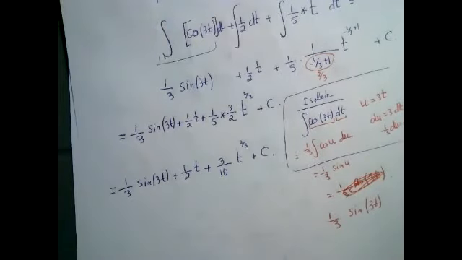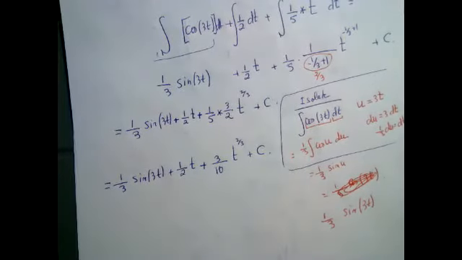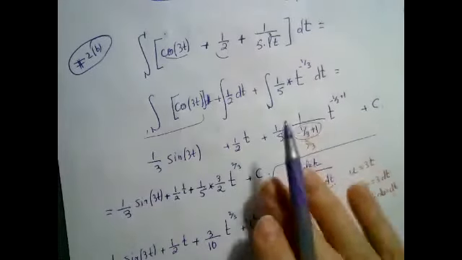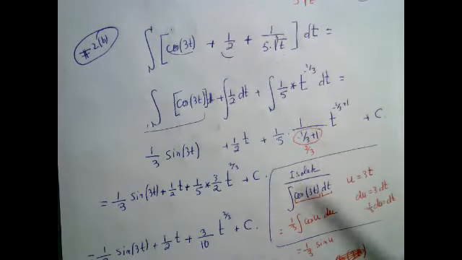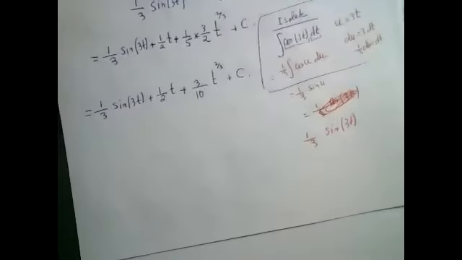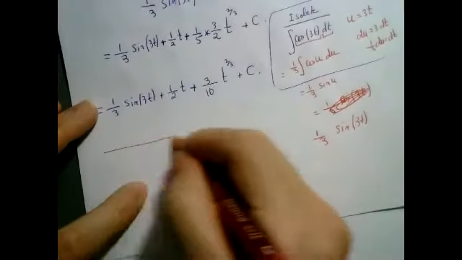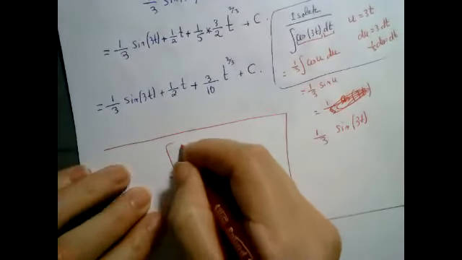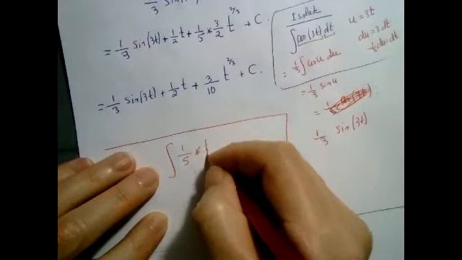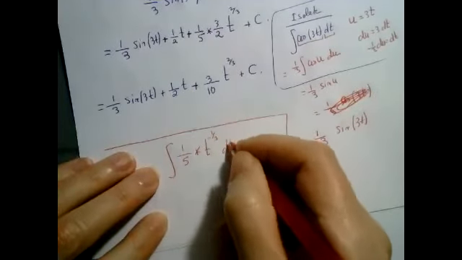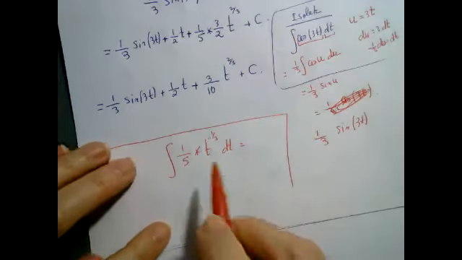Professor? I'm listening. So for the third integral, 1/5 t to the negative 1/3. How did you pull out 1/5 times 1 over negative 1/3 plus 1? Sure, we can do it slowly, right here. Okay, so we have that.